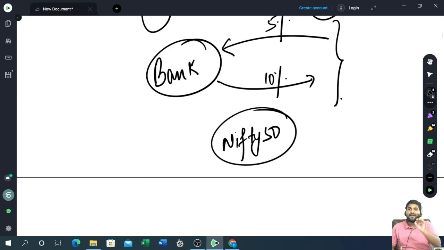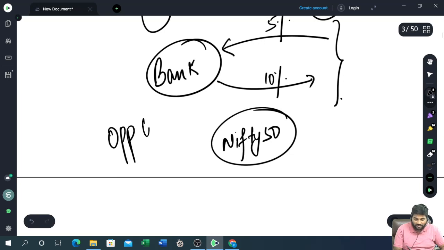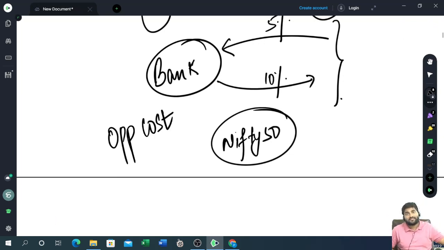So if I invest my money in Nifty 50, I will get some return from there. But that money, I am giving it to you. I should get something in return. So that is interest. Money has an opportunity cost. If not you, then someone else. If not someone else, then someone else. So money has an opportunity cost.